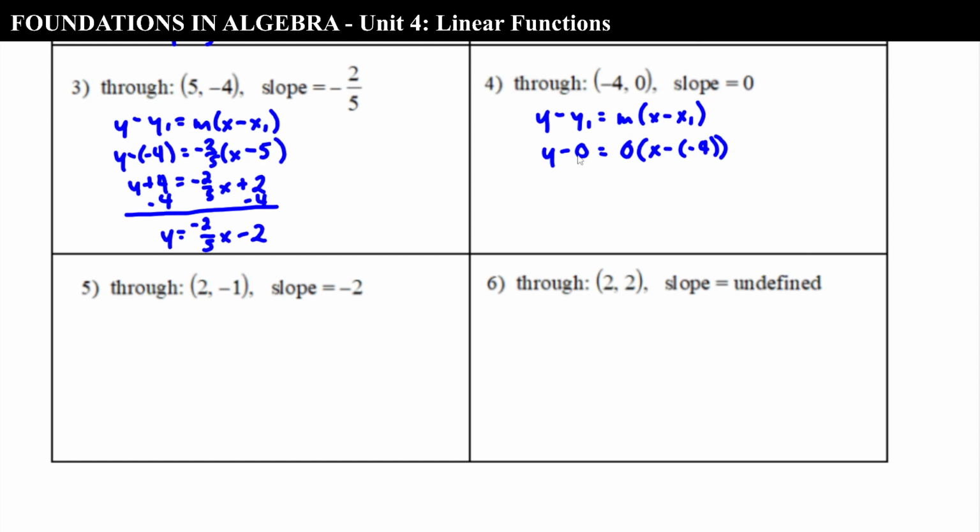y minus 0 is just y. And on this side we have 0. So our equation of our line is just y equals 0. We have a horizontal line that's along the x-axis.